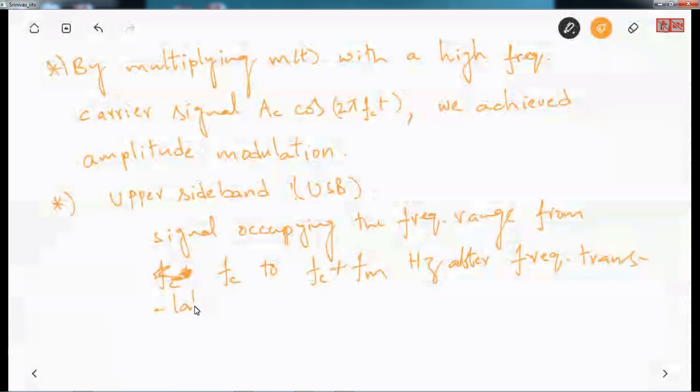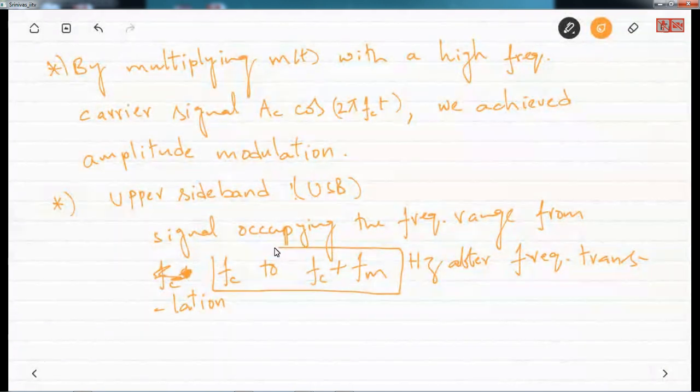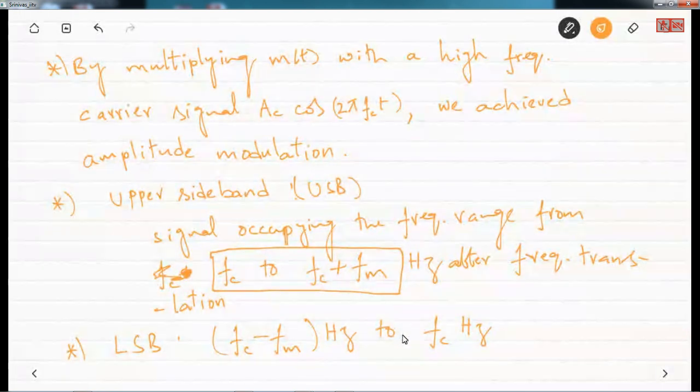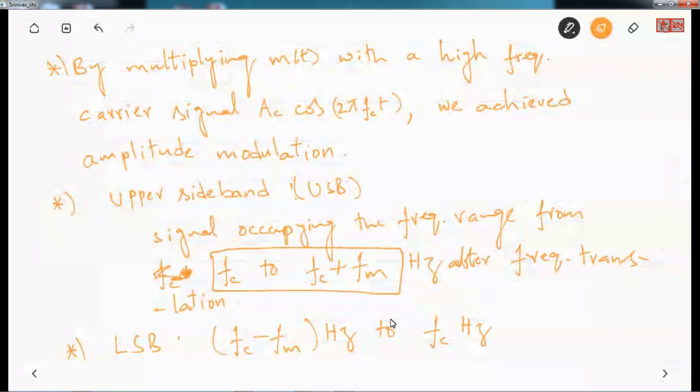And in that, the signal occupying this range is called upper sideband. And similarly, the lower sideband is FC minus FM hertz to FC hertz. So this signal is called lower sideband signal. So after multiplying, what are we getting? We are getting double sidebands, both the sidebands, like upper sideband as well as the lower sideband.